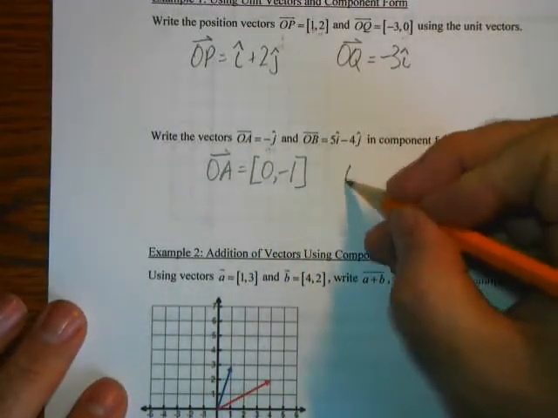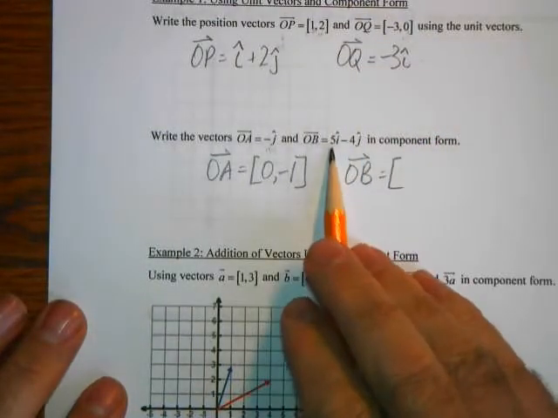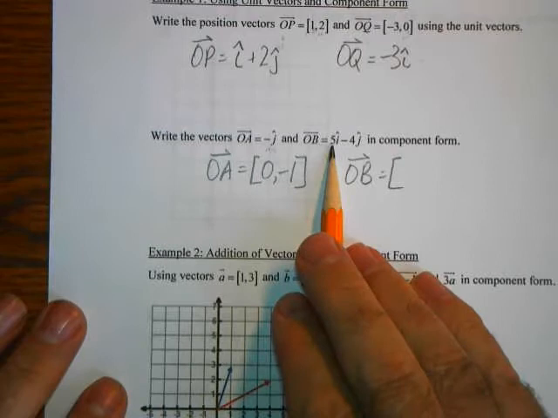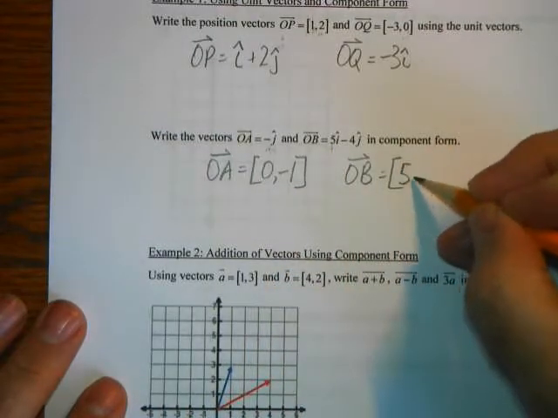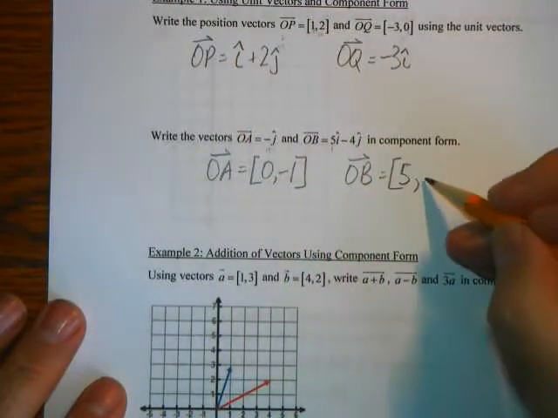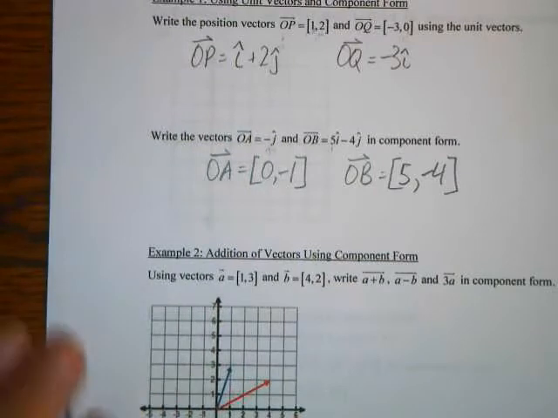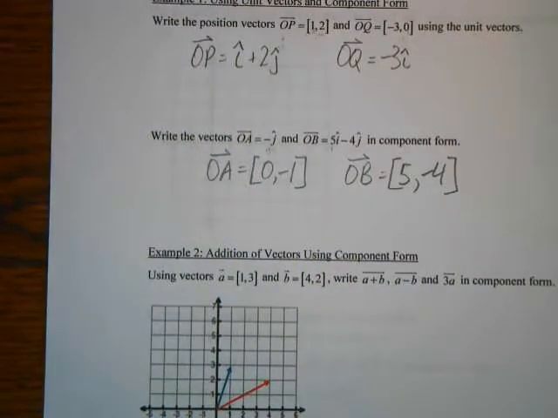And then for OB, we've got scalar multiple of 5 for I, so that 5 goes in the first position. Scalar multiple for j is -4, so it goes there. So that just shows you going back and forth between unit vectors and component form, how that works and how they are related to each other.